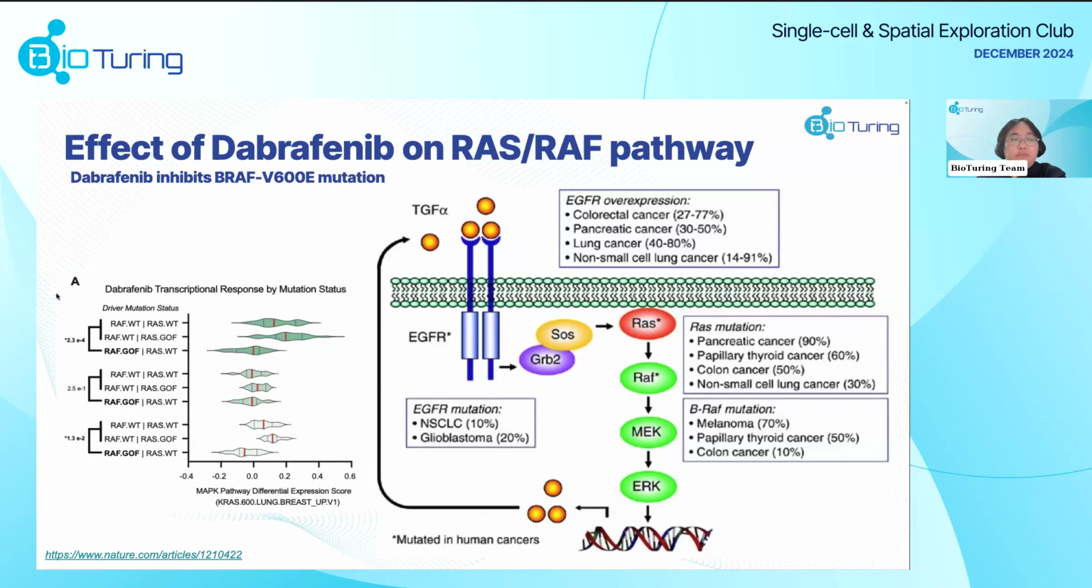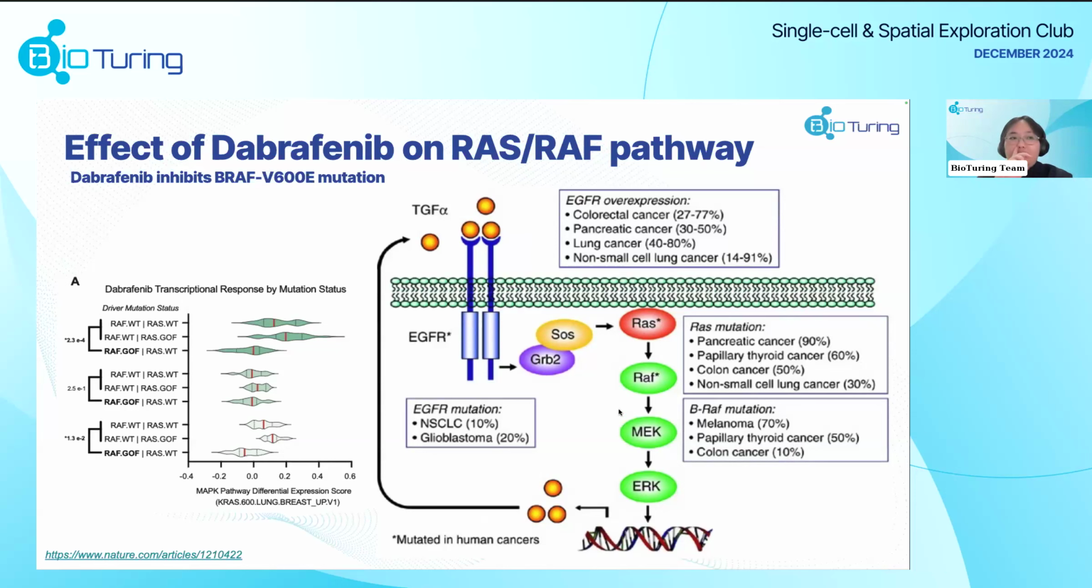This figure right here examines the effect of dabrafenib, a BRAF V600E inhibitor, as you can see here, on the expression of a RAS-RAF pathway gene signature. And on the left right here is the actual pathway.